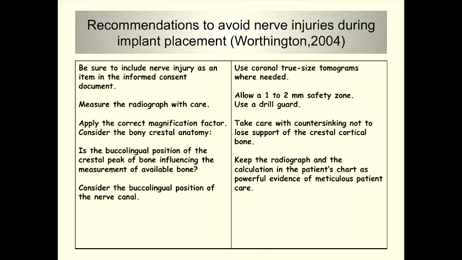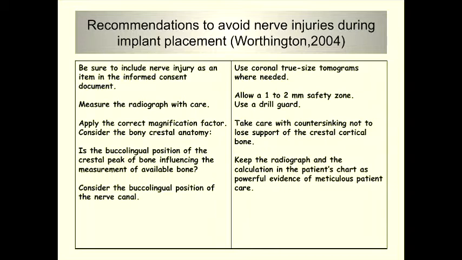Include nerve injury as an item in the informed consent. A patient has to know there is something, not that I'm going to do it for you, but it might happen. Look at your radiograph, apply the correct magnification, and I'll show you a slide by that. I'm very big on this one. Is the buccolingual position, crestal peak of bone influencing the measurement of the available bone? You have to look carefully.